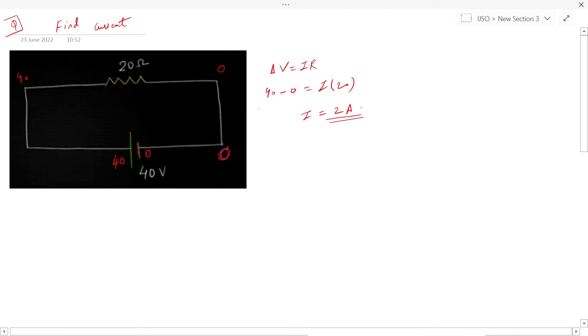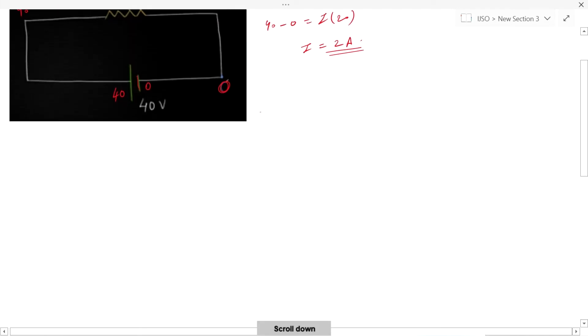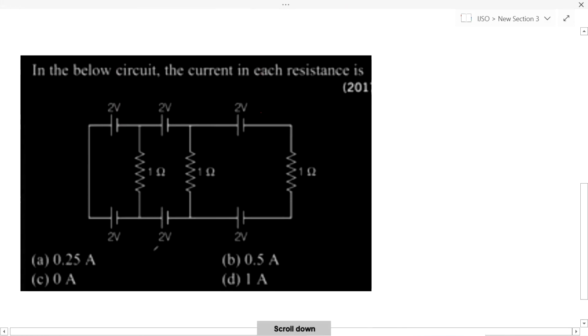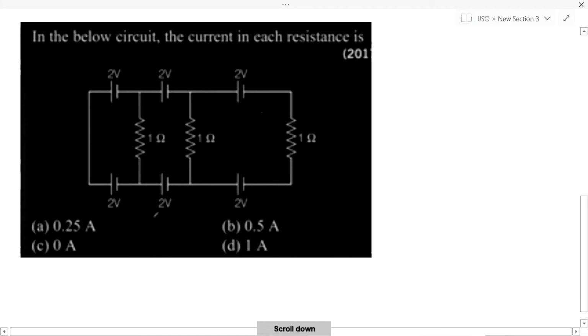Clear? Yes. Should we just write on this one? Current in each resistor you have to find out. Okay.